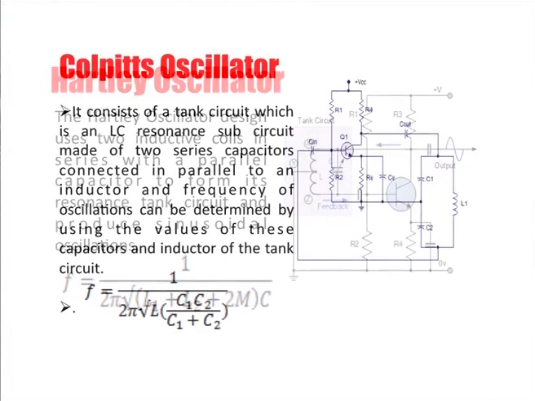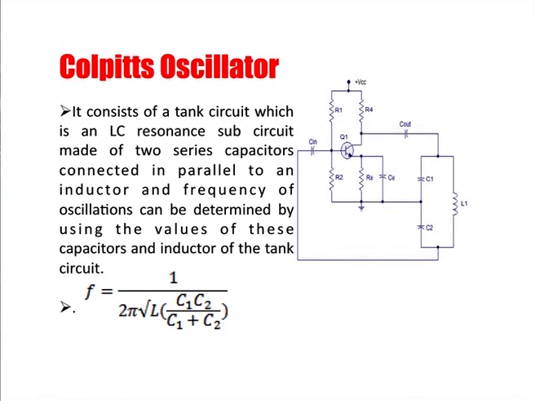Now, coming on to the Colpitts oscillator, the circuit is almost similar to the Hartley oscillator, only with the difference that instead of two inductors and one capacitor, here the tank circuit comprises two capacitors and an inductor. The two capacitors are in series with the inductor in parallel with it, and the frequency of oscillations obtained for this circuit is 1 upon 2 pi root L, and since the two capacitors C1 and C2 are in series, it comes out to be C1 C2 upon C1 plus C2.